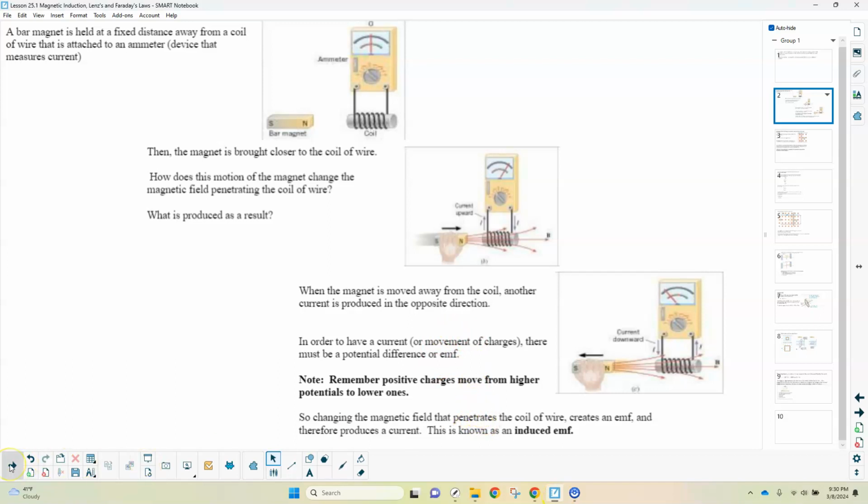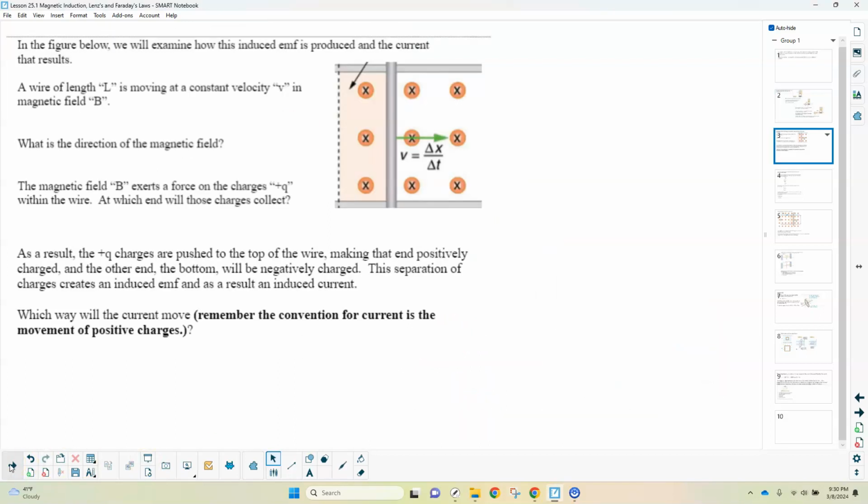All right, so we're going to look at a different setup, but it's still the same idea. In the figure below, we're going to examine how the induced EMF is produced and the current that happens because of this EMF. We have a length of wire. This vertical bar here is like a piece of wire, and it's moving at a velocity in a magnetic field. So the first question is, what is the direction of the magnetic field? I'll let you figure that out looking at this diagram.